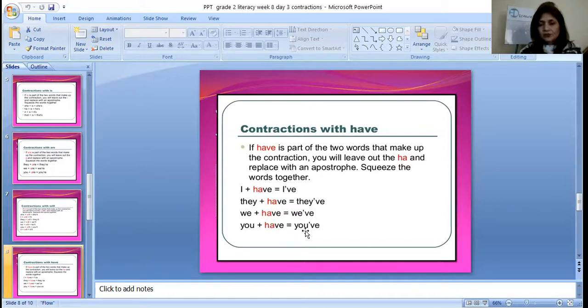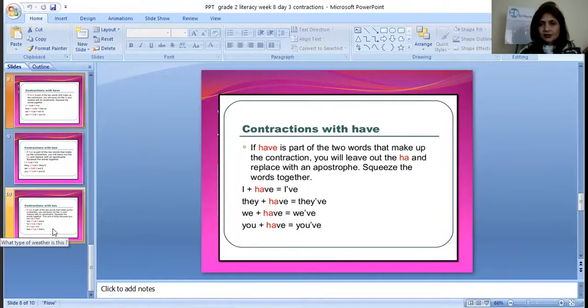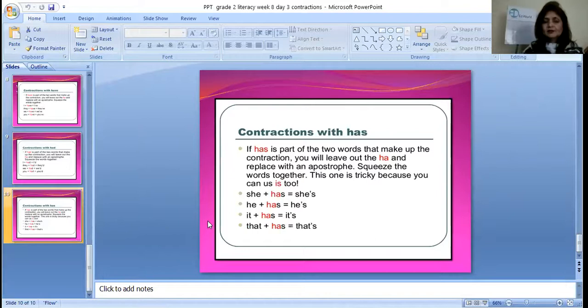You leave out H and A, and you have the word "I've". Got it? In the same way, it is with "has". If "has" is part of the two words that make up the contraction, again you will leave out the H and A and replace them with an apostrophe. Like "she has": again you remove H and A, and it becomes "she's".